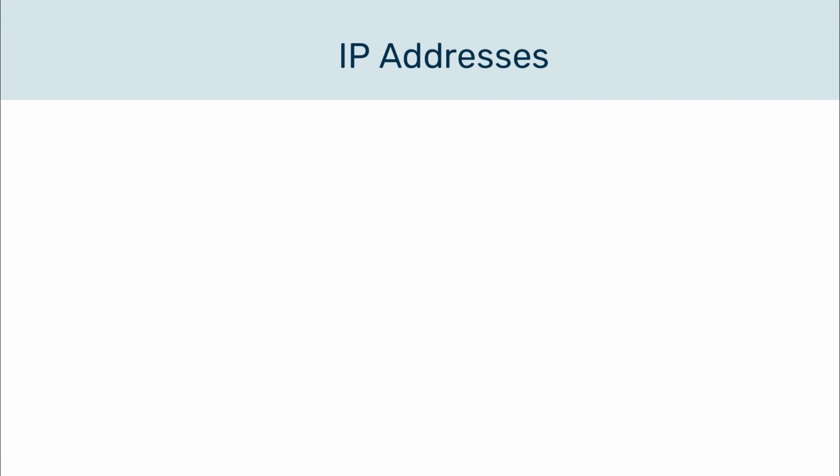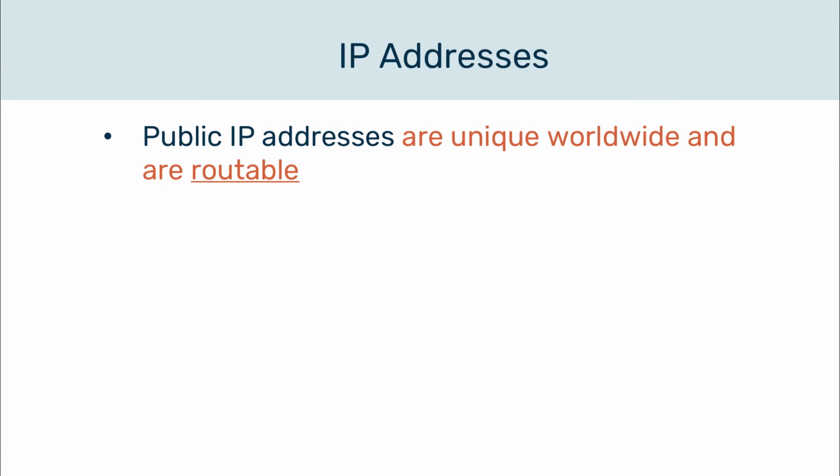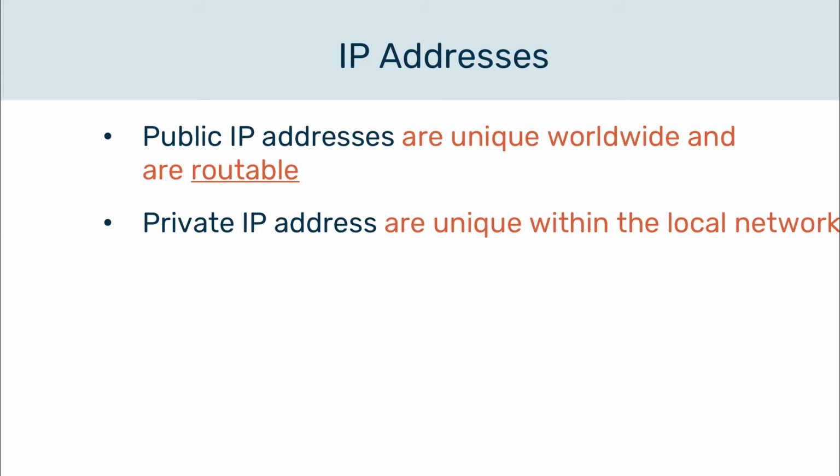Okay, well, let's recap. So, we started by saying public IP addresses are unique worldwide and will be used by routers across the internet. You can also have private IP addresses, which are not routable and only have to be unique within their own network.